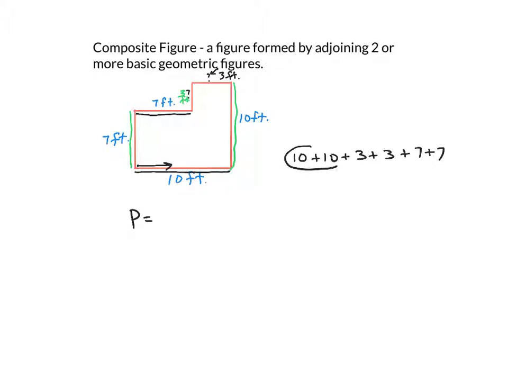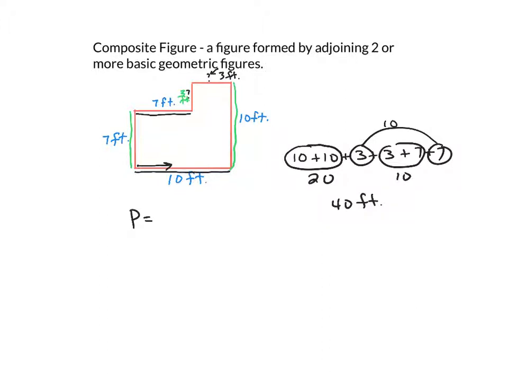So just doing that, 10 plus 10 gives me 20. I notice I have a 3 and a 7 here, which gives me 10. I notice I have another 3 and another 7, which gives me 10. So 20 plus 10 plus 10 gives me 40. So I know the perimeter of that particular figure is 40 feet.